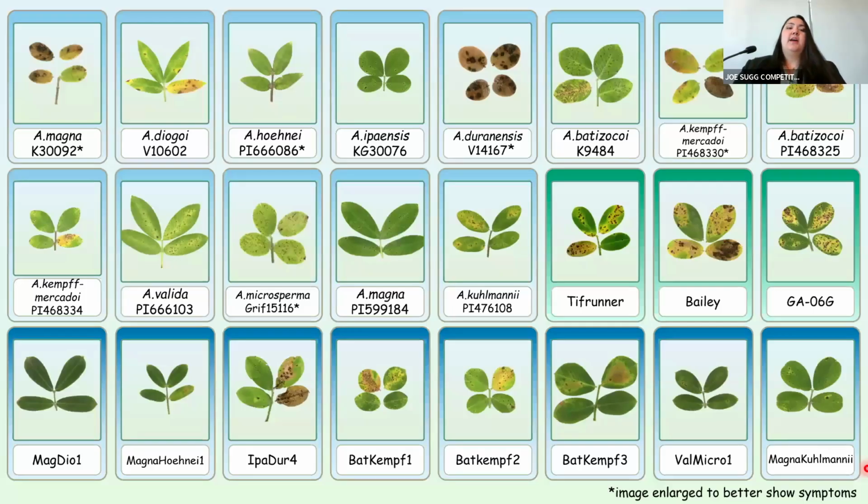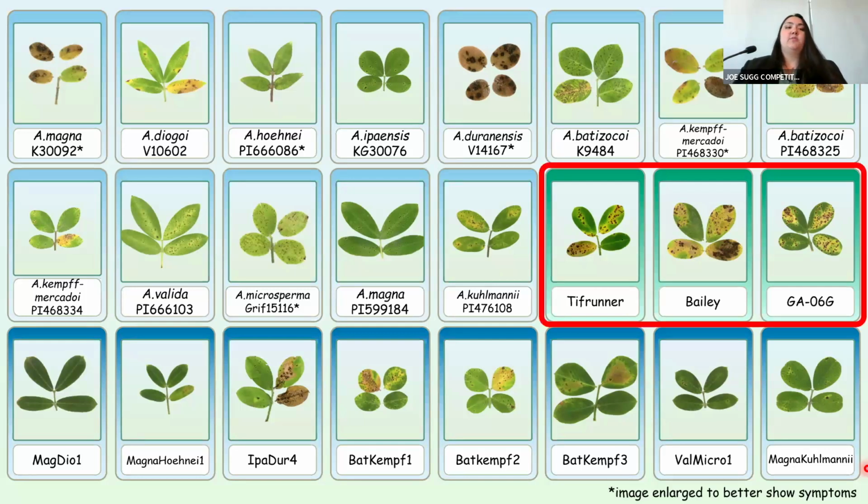First, I want to give you an overview of what these genotypes looked like at the end of the bioassay. Here are some visual representations of some of the leaf scans I took at the end of 20 days. Here you can see in this red box highlighted Tiff Runner, Bailey, and Georgia 06G, our cultivated controls. They are very susceptible, which was expected because they are Arachis hypogaea. What's very interesting, though, was that Bailey has a lot of disease. It just goes to show how vigorous this bioassay is, because it was able to overcome the slight resistance that Bailey has within its germplasm.